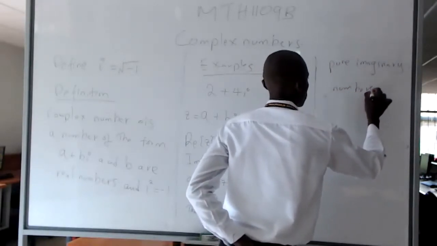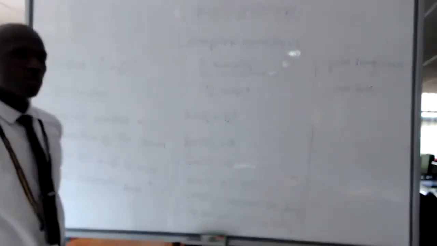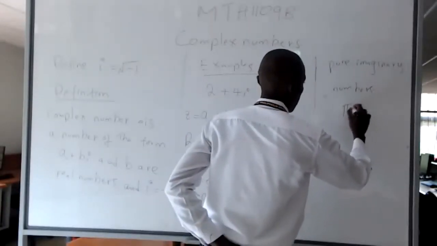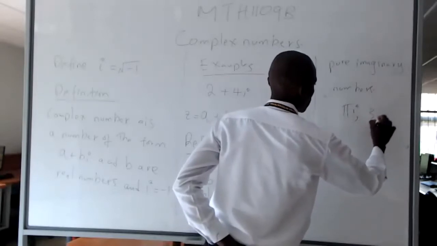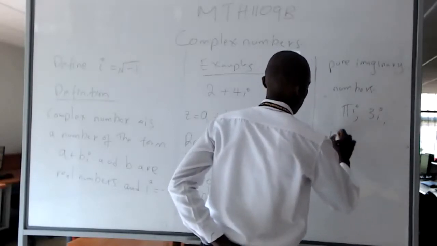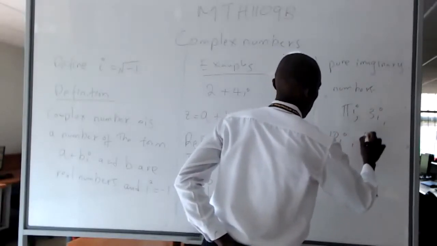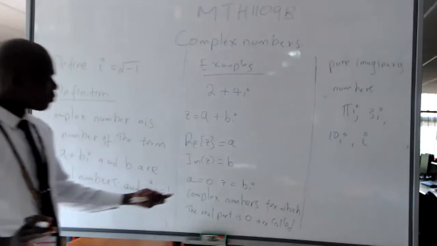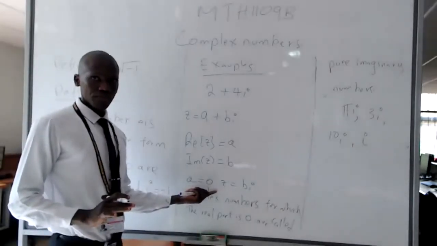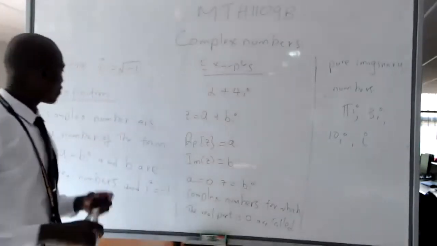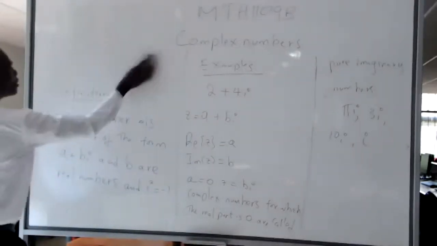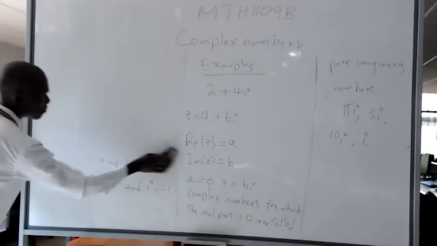Examples of pure imaginary numbers are numbers like pi times i, 3 times i, 10 times i. These are pure imaginary numbers because they do not have a real part. The real part is 0. You could also have complex numbers for which the imaginary part is 0.